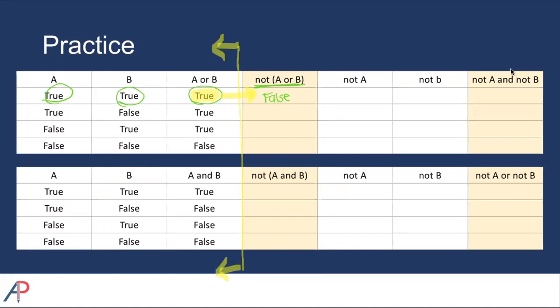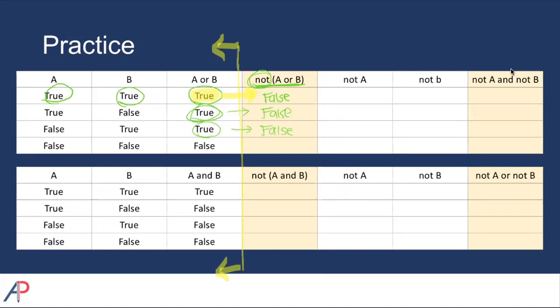Perfect. We get false again here, because this A or B, which was true, inverts to become false because we have that not here. What about the next one? So A was false, B is true, A or B is true. What would not (A or B) be? Yes, this one would also be false.